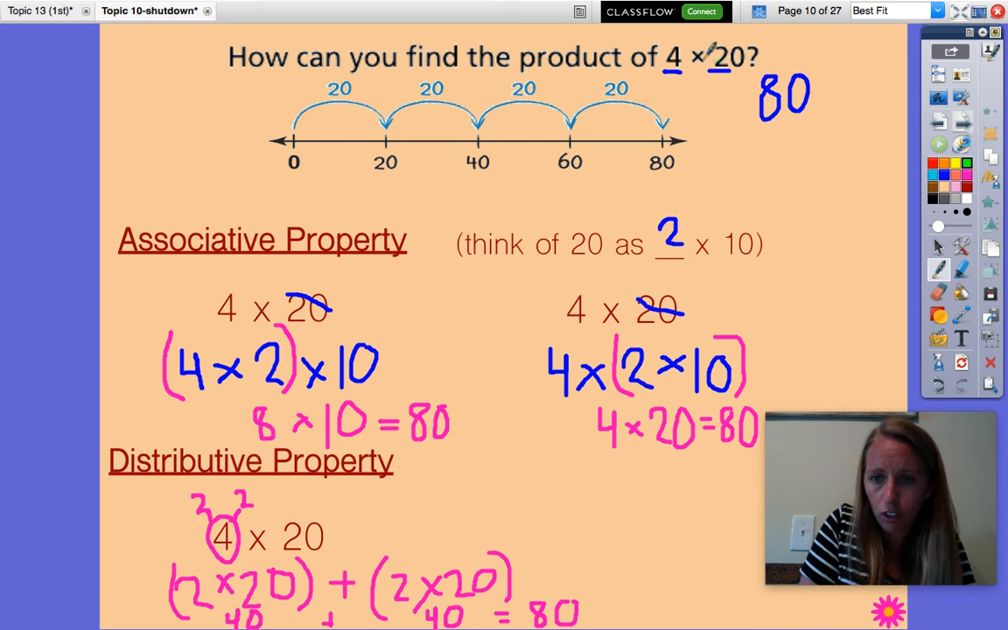Now, if you look, we can check our answers. We've done it using this strategy: base fact, add a 0. We got 80. Open number line, we got 80. Associative property in 2 different ways, we got 80 and 80.